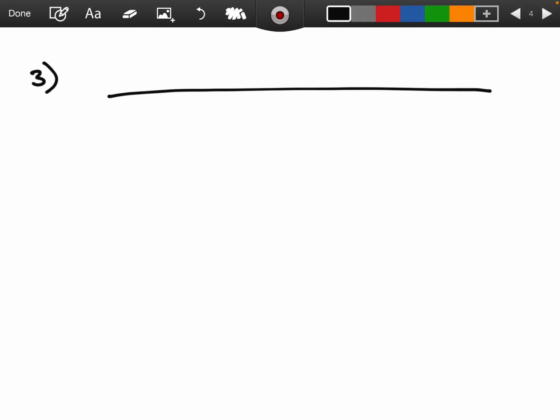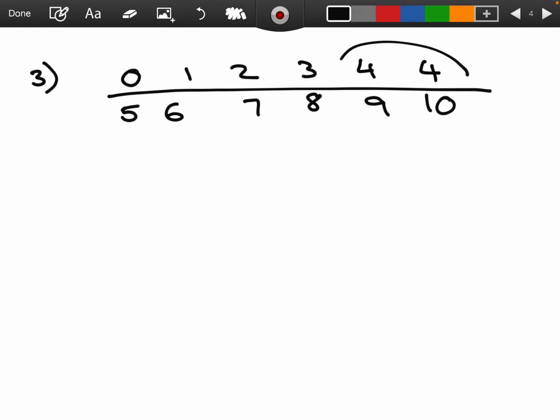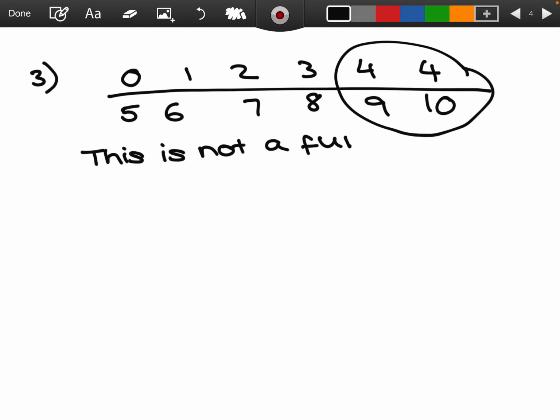Another type of problem you could get is where they give you these pairings, but this time it's going to be in a table. So they give you each of your entries in your domain, and then each of your entries in your codomain. And it tells you where each entry in your domain is mapped to in your codomain. So 0 is mapped to 5, 1 is mapped to 6, 2 is mapped to 7, etc. Again, we have this issue at the end. We have that the element 4 is mapped to 2 different elements of my codomain. Therefore, this is not a function.